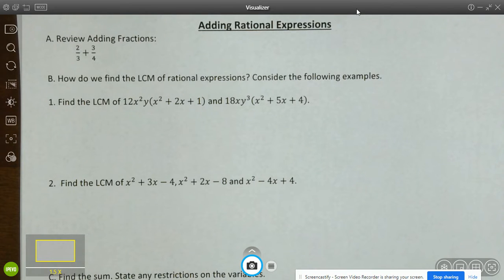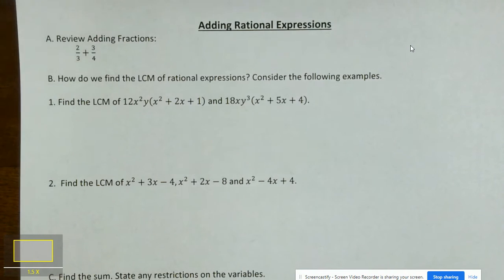So today we're going to talk about adding rational expressions. We've talked about simplifying them, multiplying, dividing, and now we're going to move to adding rational expressions.